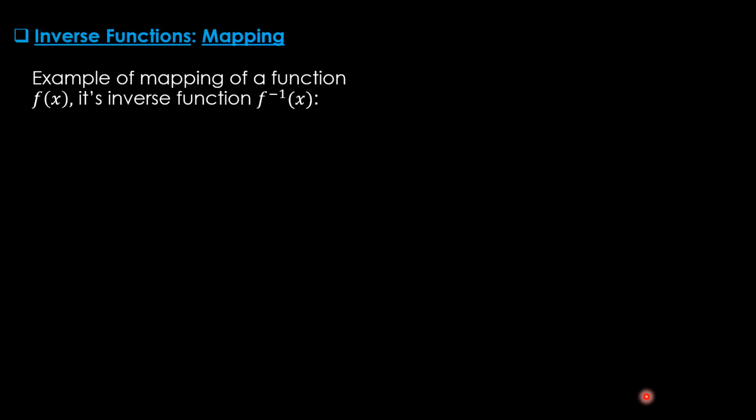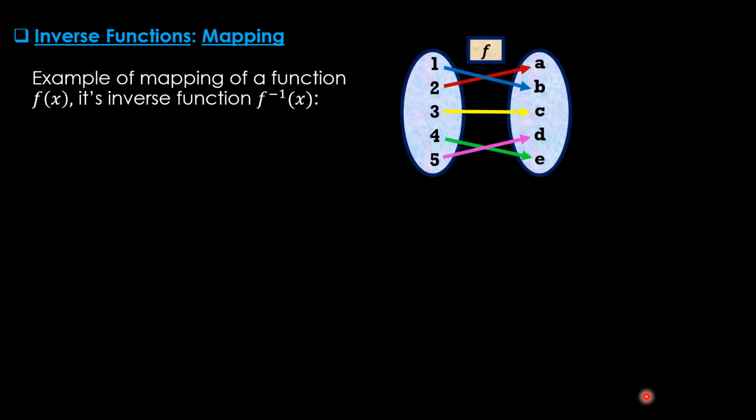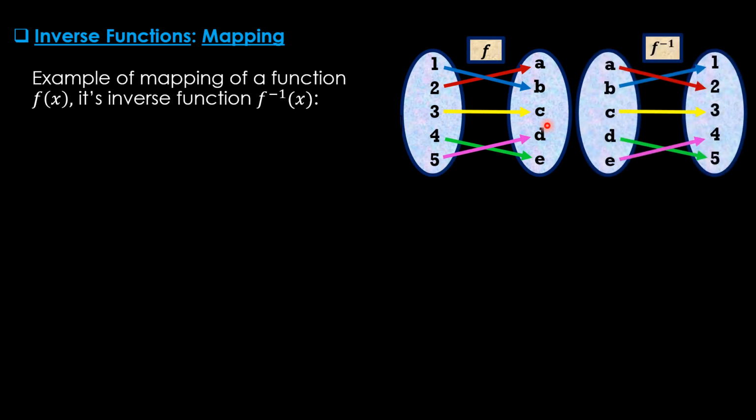Inverse functions mapping. From a mapping perspective, we can explain the inverse function as well. Example of mapping of a function f(x) and its inverse function f inverse x. So this is a mapping of function f. Suppose 1 to b, 2 to a, 3 to c, 4 to e, 5 to d. Then f inverse must be like this. That's just opposite. This a b c d e comes to this side, and 1 2 3 4 5 comes to that side. And remember, 1 was connected with b, here also b is connected with 1, and a is with 2.